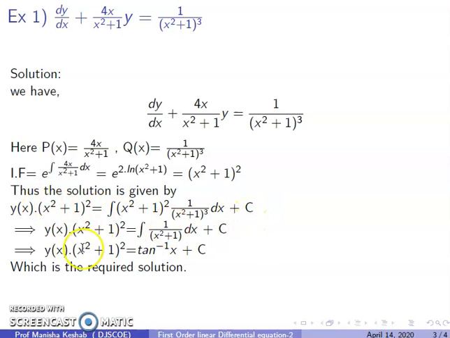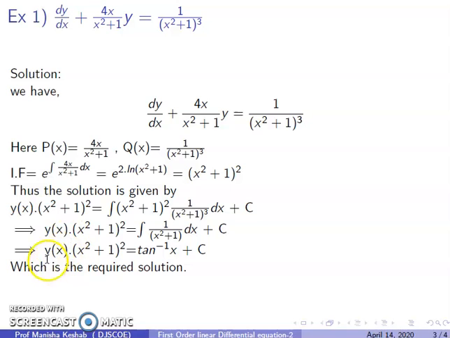Now if you simplify this, so we'll get what? y(x)(x² + 1)² is equal to the integral of 1/(x² + 1) dx. So if you see here, this is (x² + 1)² and here it is 1/(x² + 1)³. So after simplification, you will get only 1/(x² + 1) and here plus the constant of integration.